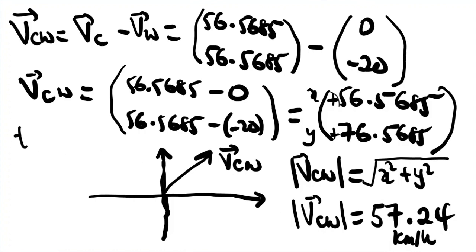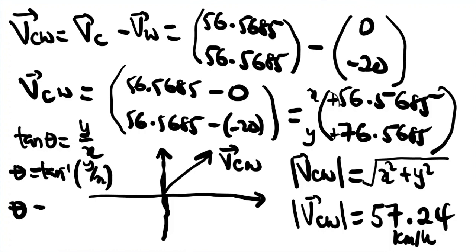The direction is going to be tan theta equal to opposite over adjacent, right? The y over x, so y value over x value. So theta will be equal to tan inverse of y over x. So let me put that in. Theta will be equal to what then? I'm going to find tan inverse of 76.5685 divided by 56.5685. Then I got 53.54 degrees. Okay, so this is the angle.